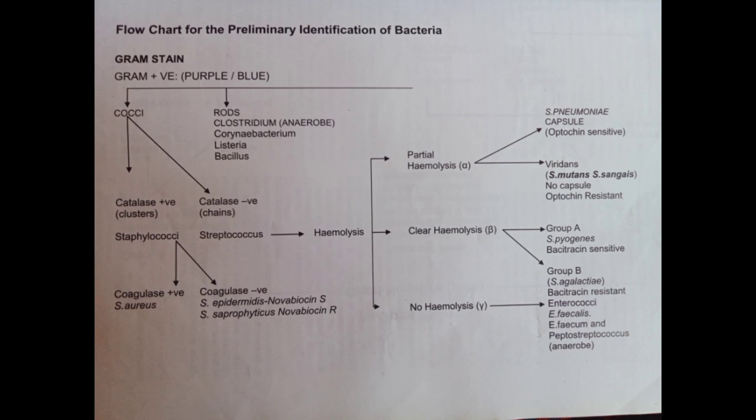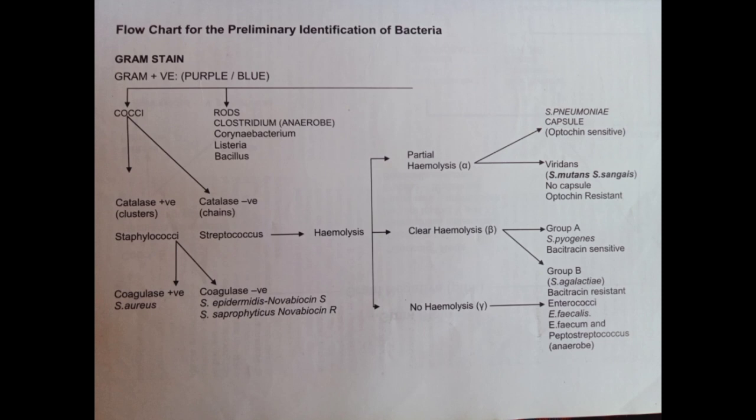The second one is the beta hemolytic streptococci. This contains two groups. Group A contains Streptococcus pyogenes. Streptococcus pyogenes is bacitracin sensitive; they are sensitive to the bacitracin antibiotic. While group B contains Streptococcus agalactiae, which is resistant to the bacitracin antibiotic.